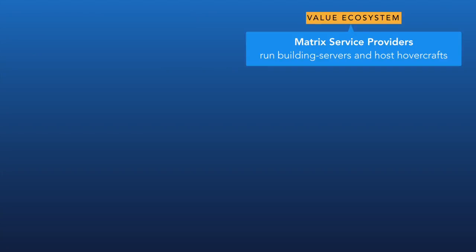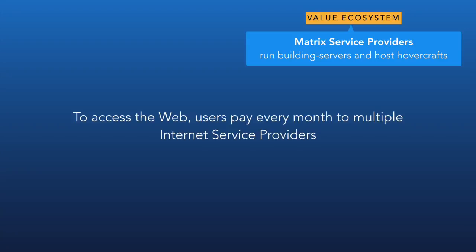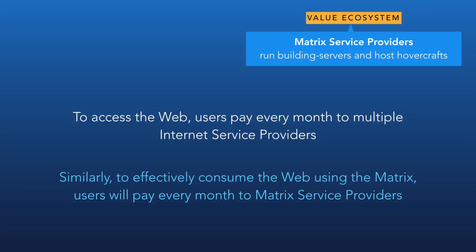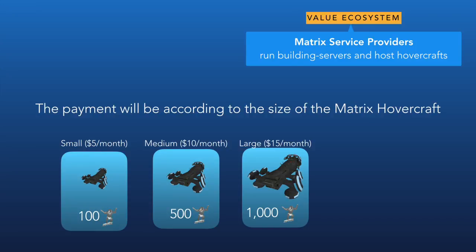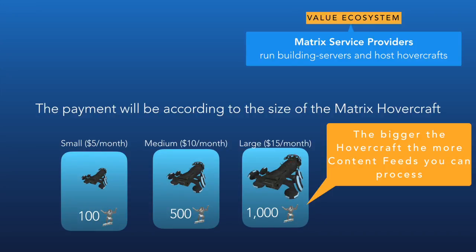So we start with the matrix service providers. So today, to access the web, users pay every month to multiple internet service providers for the data plans. Similarly, to effectively consume the web using the matrix, users will pay every month to matrix service providers. The payment will be according to the size of the matrix hovercraft. The bigger the hovercraft, the more content feeds the user can process.